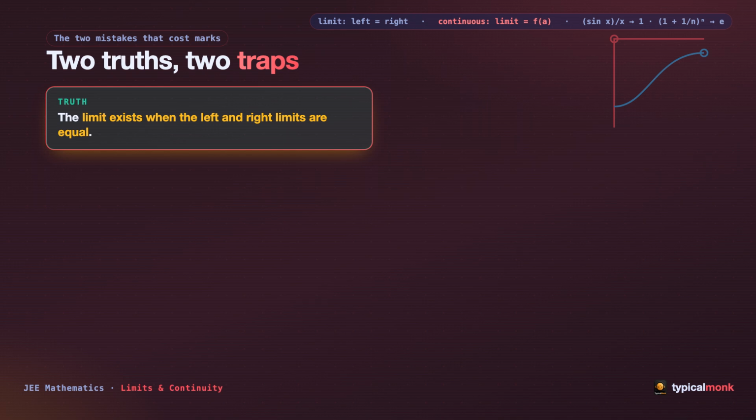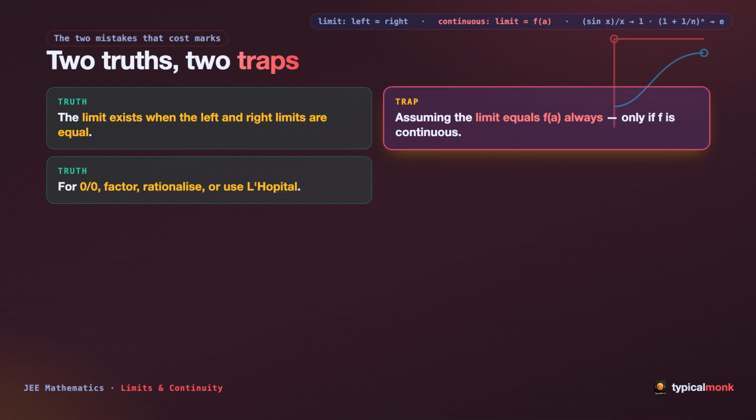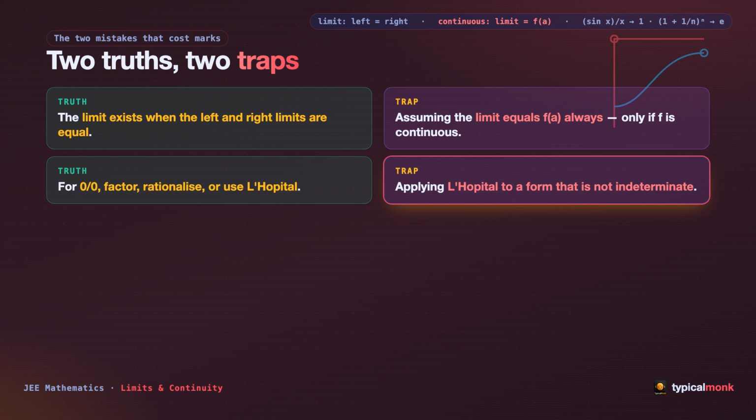Now, the two mistakes that quietly cost marks. The truth, the limit exists when the left and right limits are equal. The trap, assuming the limit always equals f of a. That holds only when f is continuous. The second truth, for 0 over 0, factor, rationalize, or use L'Hopital's rule. The second trap, applying L'Hopital to a form that is not actually indeterminate.